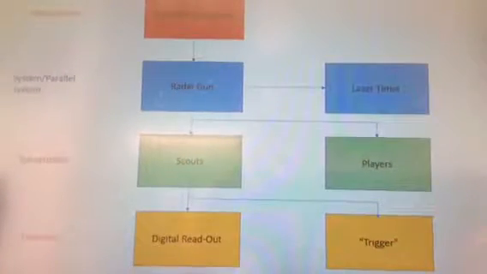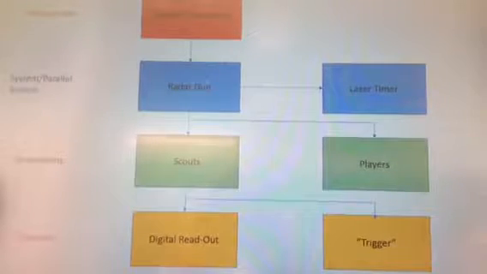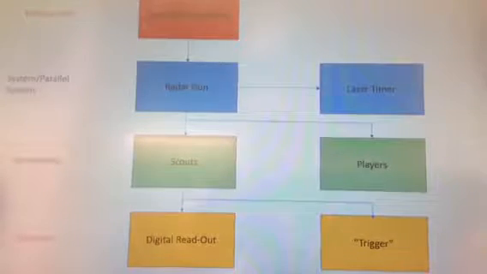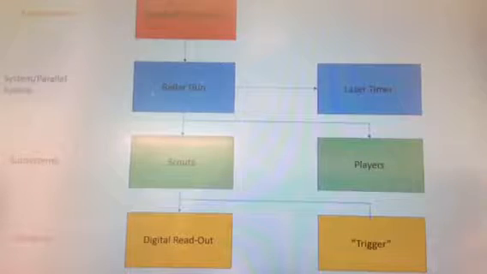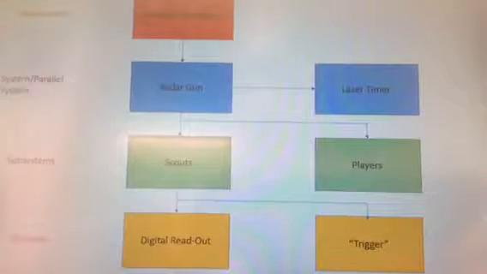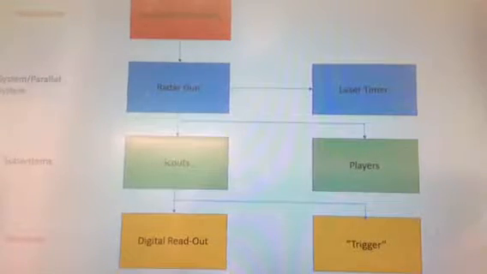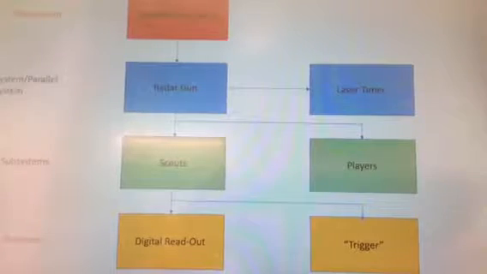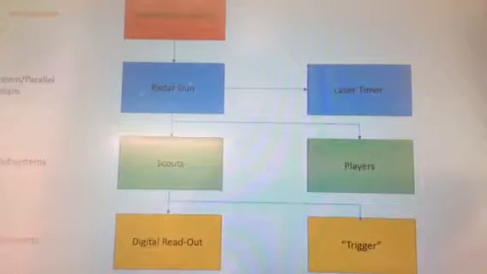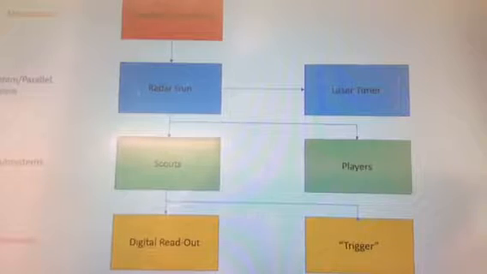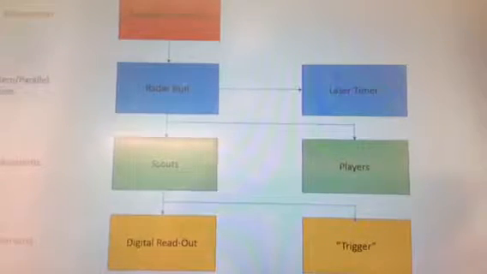Spatial arrangement for the radar gun. The metasystem is the baseball operations. The system itself is obviously the radar gun, with the parallel system being a laser timer that can measure 60-yard dash speed in baseball. Subsystems of the radar gun include scouts and players, and some of the elements of the radar gun include the digital readout and the trigger mechanism.